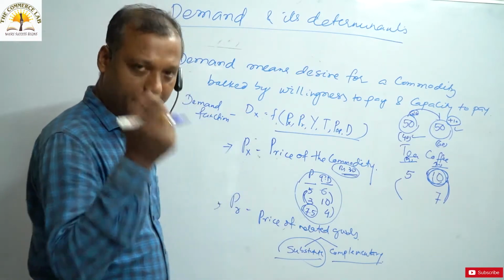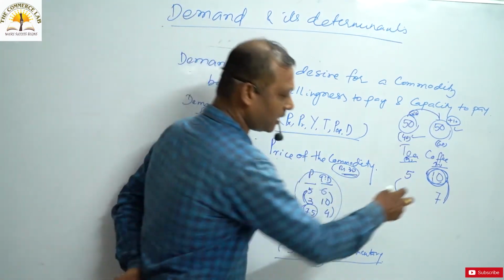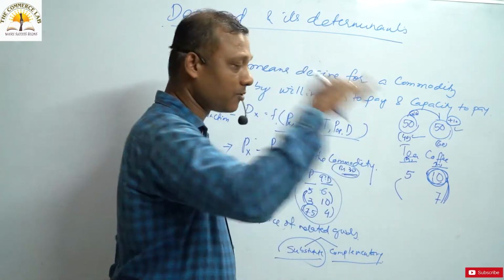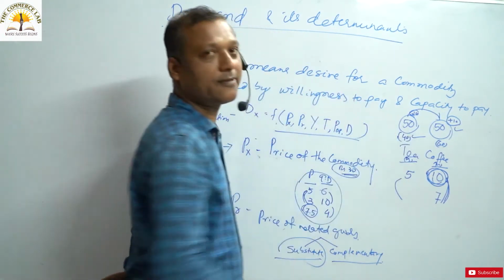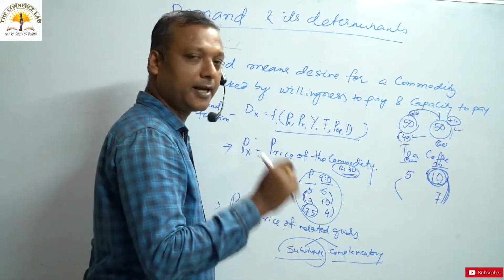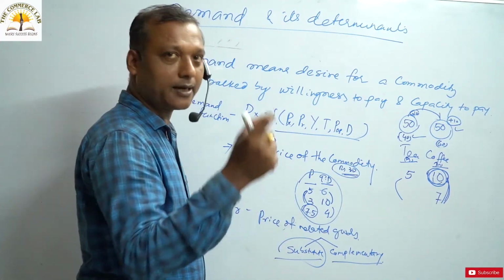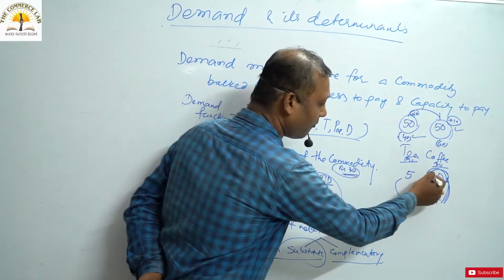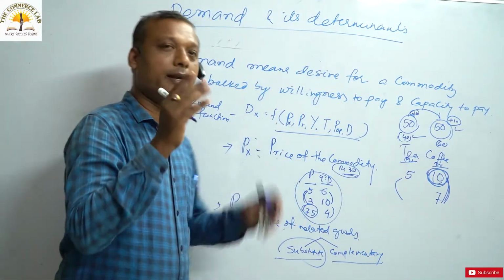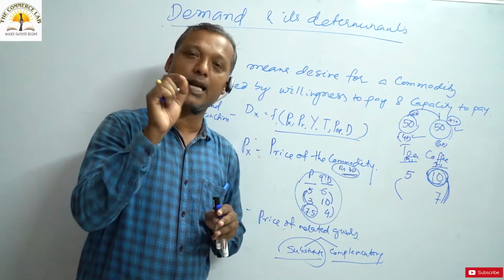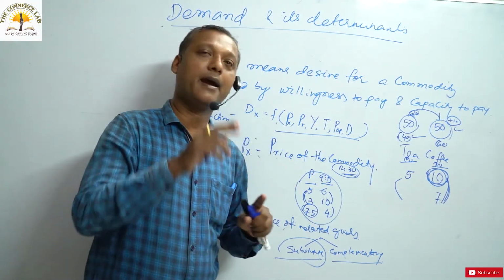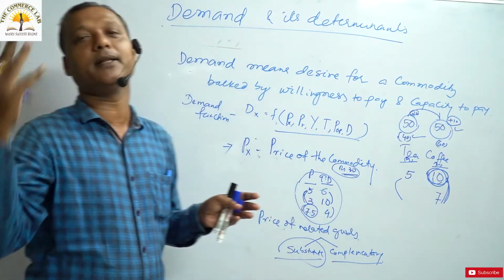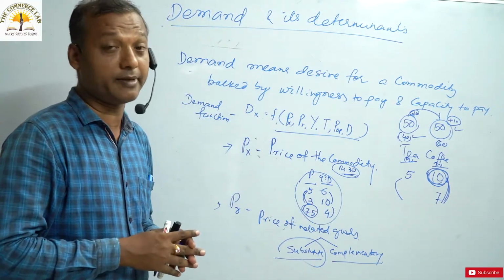So we can say, when the price of a substitute good falls, the quantity demanded of the other substitute good also falls. Remember one thing, in case of related goods, we are always comparing the price of one good with the quantity of the other good. You have to remember, it is very important.